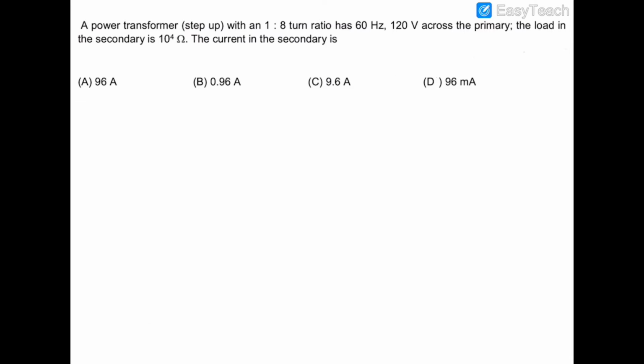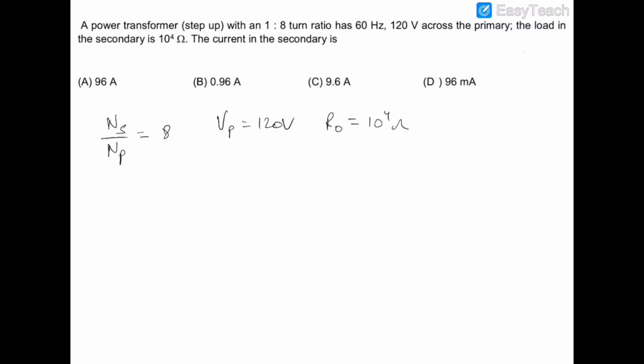So this is the correct answer, and this is the current in the secondary coil in the case when the efficiency is 80%. In this question, a step-up transformer, which is also called a power transformer, has a number of turns which are in the ratio of 1:8. So as it is a step-up transformer, the secondary number of turns would be greater than the primary number of turns, and therefore Ns upon Np is equal to 8. So the primary voltage in this case is 120 volts and the output resistance, which is the load resistance, is 10 to the power 4 ohms. We have to find out the secondary current.